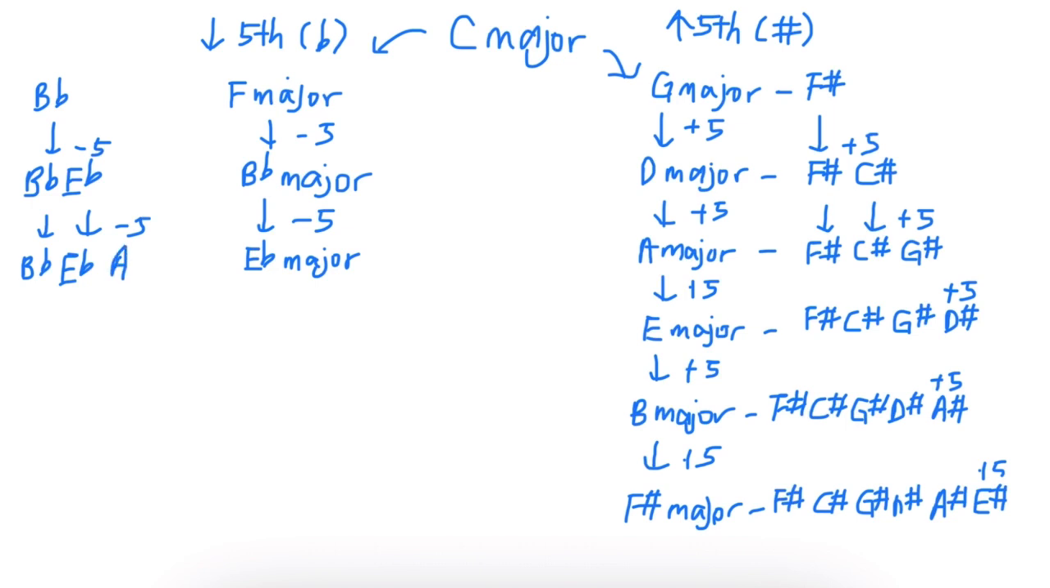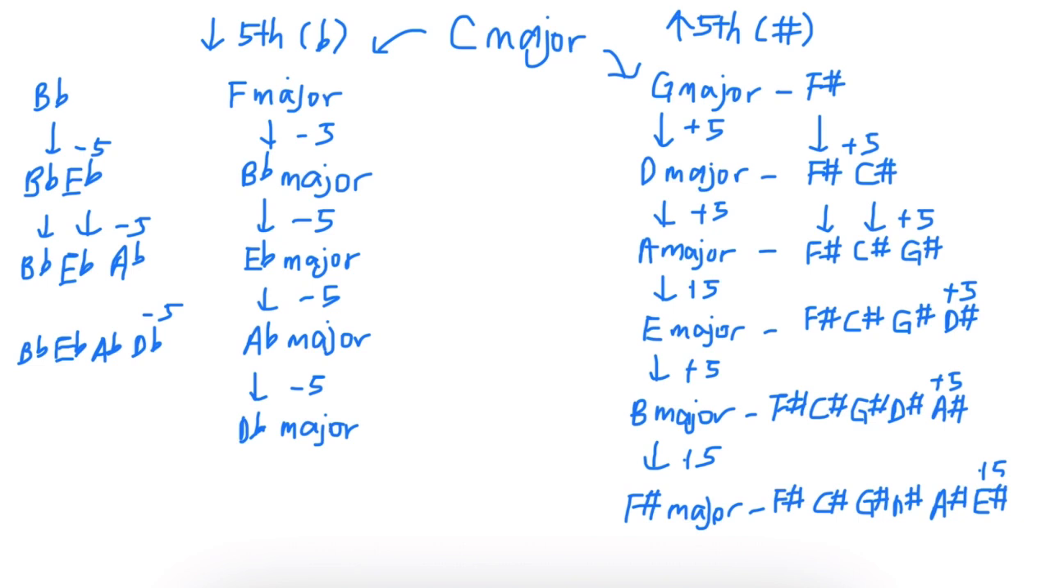The next major, E flat goes down a fifth, we'll get A flat major. The flats are copied, B flat, E flat, A flat, and we go down a fifth and find D flat. And A flat goes down a fifth again, D flat major. Again, the flats are copied, B flat, E flat, A flat, D flat, and G flat, which we go down a fifth from D flat.